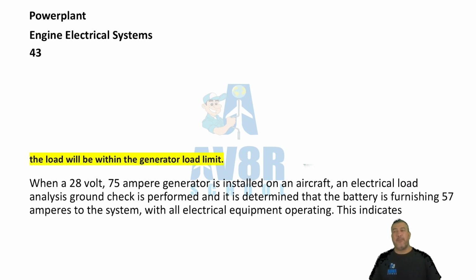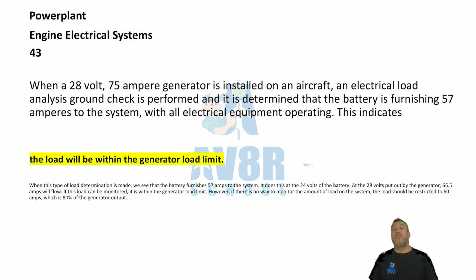Number 43. The load will be within the generator load limits. So when a 28 volt 70 amp generator is installed on the aircraft, the electrical load analysis is performed and determines that the battery is furnishing 57 amps to the system with all electrical equipment operated. This indicates that the load will be within the generator load limits.